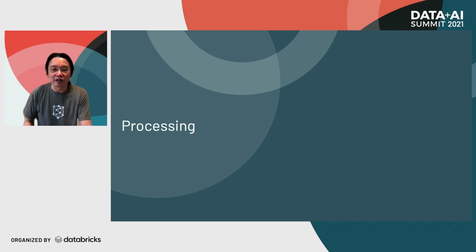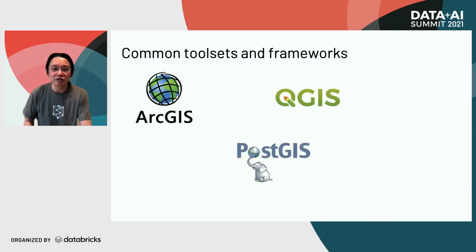So now processing. What does processing mean? Historically, there are a number of tools, frameworks, and services you can use. On the left-hand side, you see ArcGIS, a very popular GIS tool. There's this alternative, QGIS, on the right-hand side. You also have, if you are a big fan of databases, PostGIS. It's a GIS extension to Postgres, very popular.